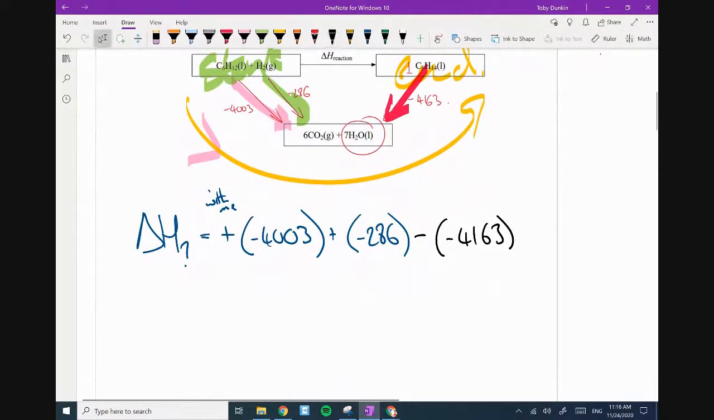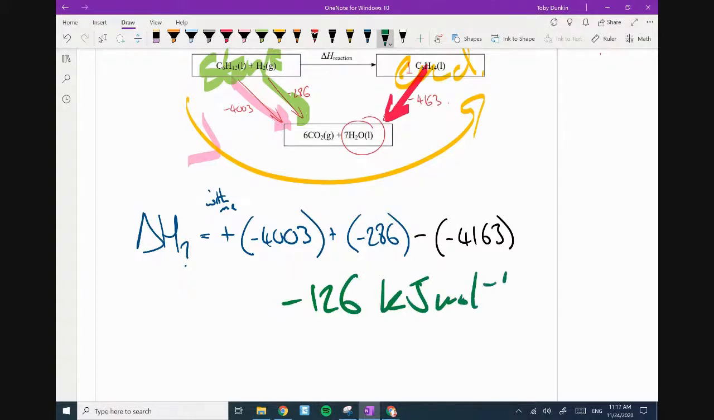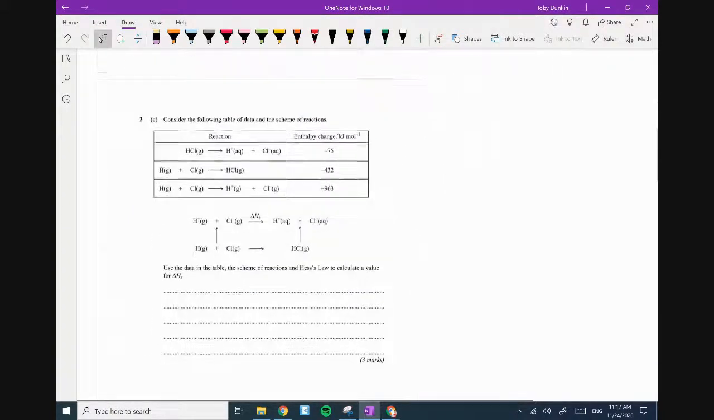I type that into my calculator exactly as I have written it. I know you mathematicians in the room sit there going, I just like to flip the signs in my head. When these get more complicated, I'd recommend for you not to do it because you end up making a mess of it. So I've done plus brackets minus 4003, close brackets, plus brackets minus 286, close brackets, minus brackets minus 4163, close brackets, and my final answer is minus 126 kilojoules per mole. I am done. Tick it if you got it, folks. Let's move on to number 2.